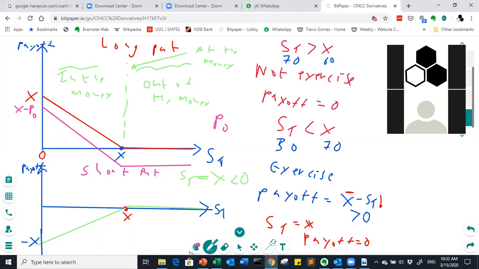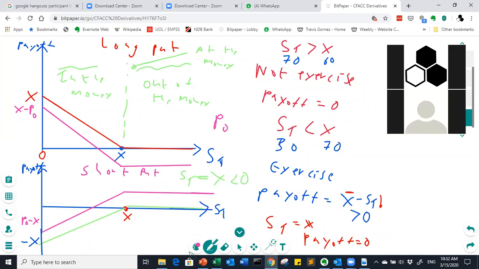Conversely, the short party is the one that is receiving that fixed payment, which means that their payoff is going to be increased by that P0 amount. So you just parallelly shift it up, which means that this value now becomes P0 minus X at this limit. So this is what the put option's payoff diagrams look like for the two parties.